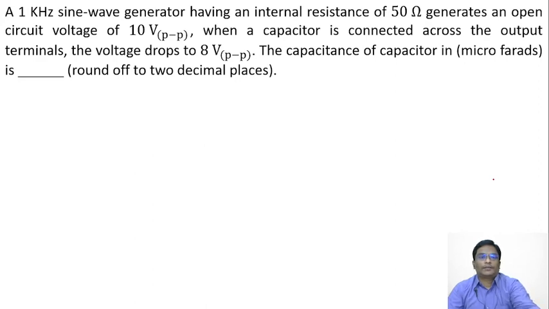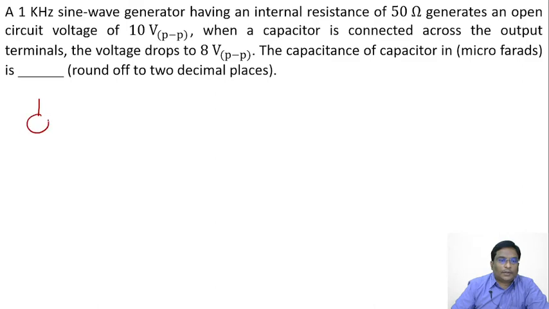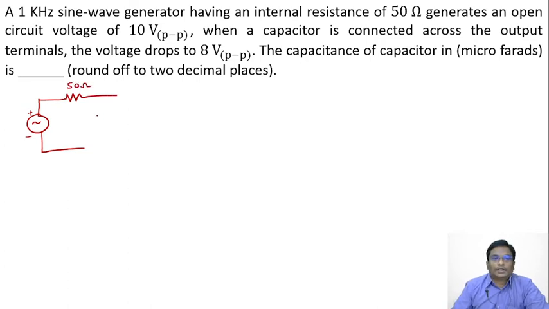A 1 kilohertz sine wave generator having an internal resistance of 50 ohms generates an open circuit voltage of 10 volts peak to peak. When a capacitor is connected across the output terminals, the voltage drops to 8 volts. Then the capacitance of the capacitor in microfarads, rounded up to, is what? Notice here, this is a 1 kilohertz sine wave input Vin with an internal resistance of 50 ohms. When this is open, the open circuit voltage shows 10 volts peak to peak, nothing but the input voltage.